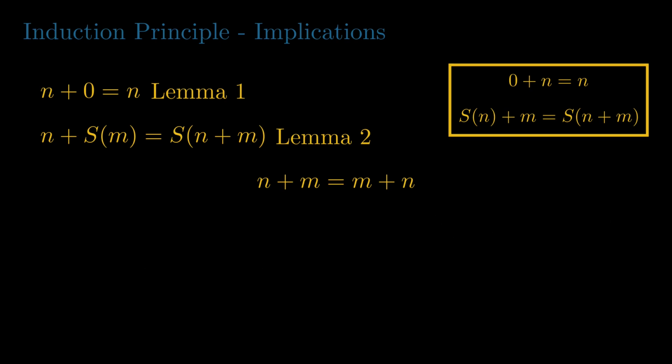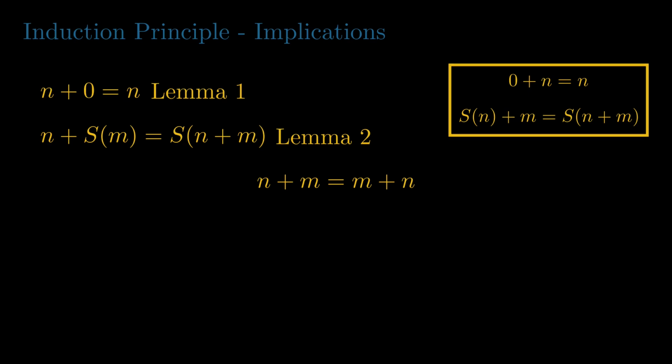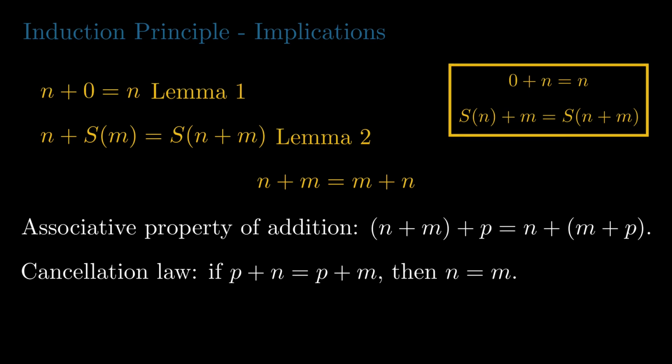That is what I am talking about. It is not just obvious that n plus m equals m plus n. It is reasonable. I know, we have proved only one of the main properties of natural numbers. But hey, I don't forbid you to explore this topic on your own. Give a look to the following properties and try to prove them. I am sure you can do it.